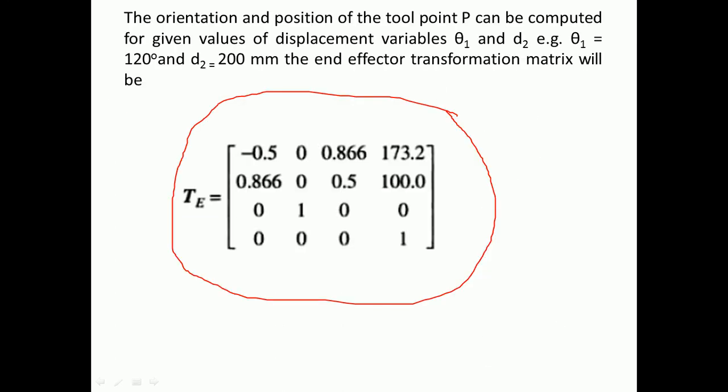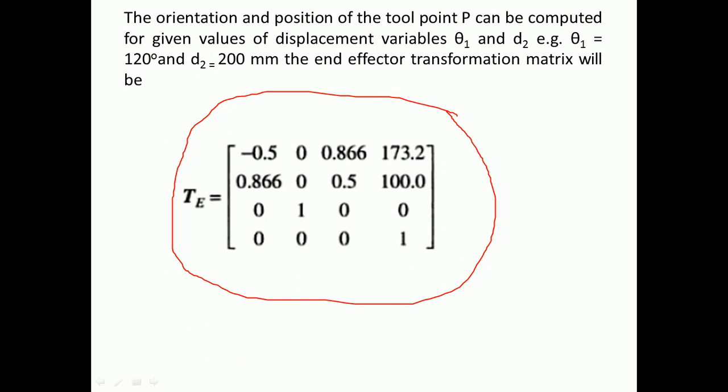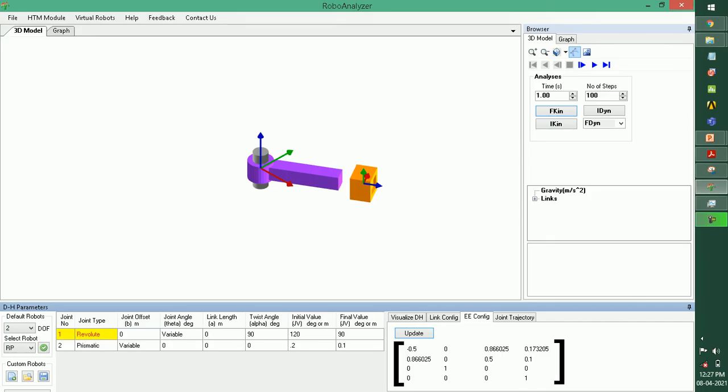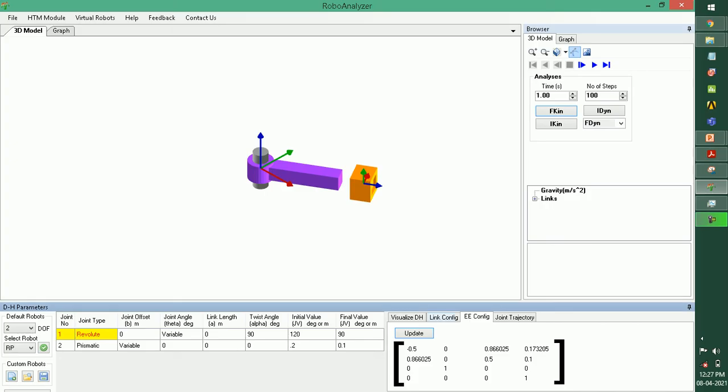Over here this is 0.5, minus 0.5, that is 0.08. Over here you can see that this equation is similar. Over here 0.1 is written, but actually meters are used. So in such a manner you can validate the problem statement with the help of this software.